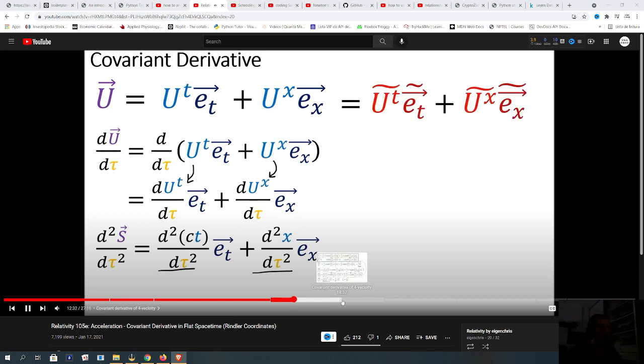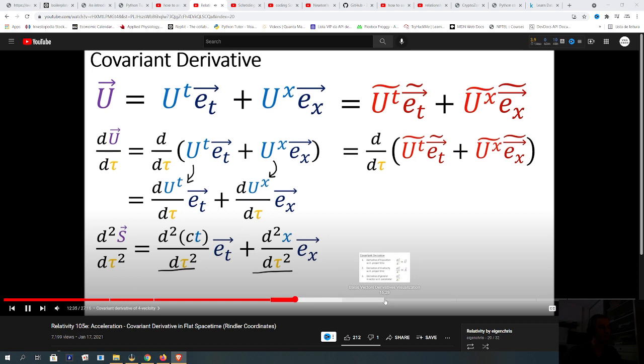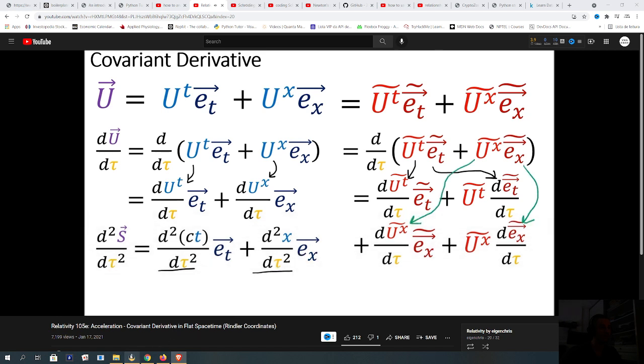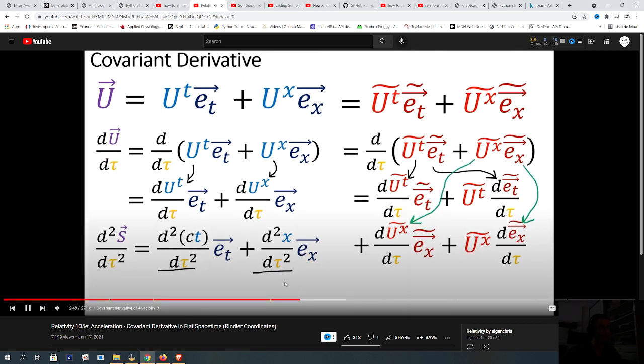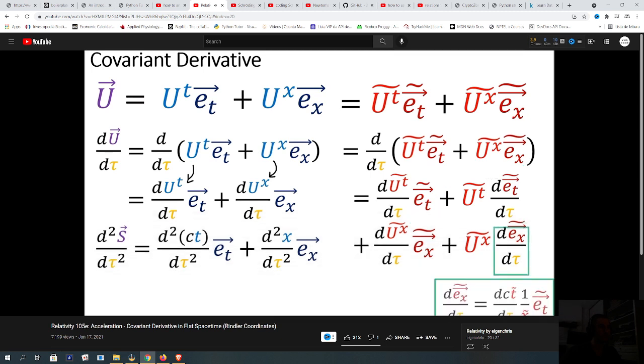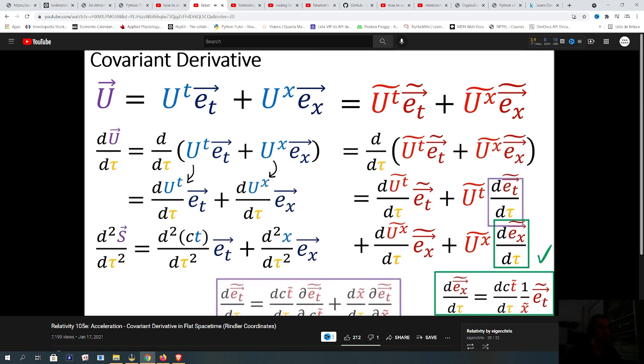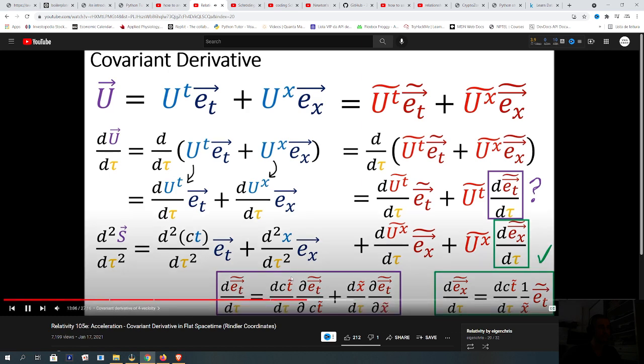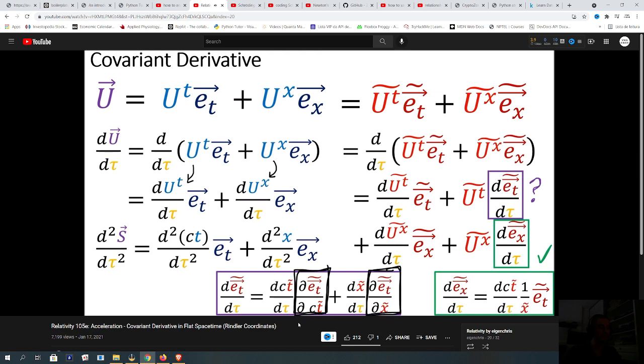But in Rindler coordinates, this derivative is harder. To take the derivative of both of these terms, we need to use product rule twice, to get one set of terms with the derivatives of the components, and another set of terms to get the derivatives of the basis vectors. Fortunately for us, we already calculated the derivative of ex tilde in the previous part of the video. But now we need to calculate the derivative of et tilde with respect to tau. We can use the same strategy as before, expanding the derivative using multivariable chain rule, and computing the derivatives of the basis vector in the ct tilde and x tilde directions.